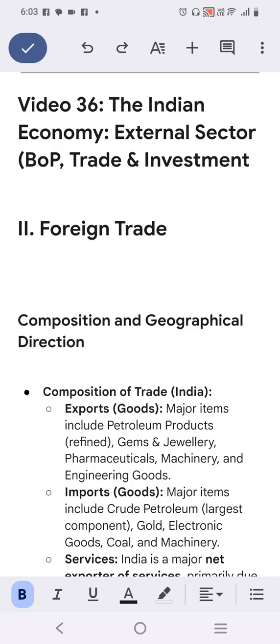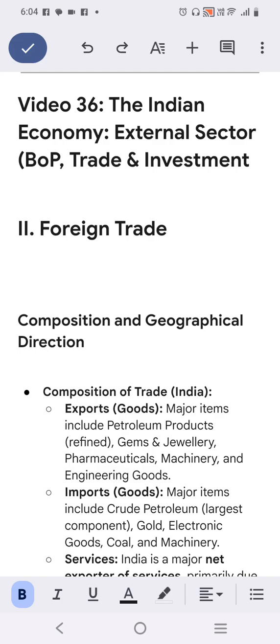So we have so far discussed the external sector in the Indian economy, and with that we have discussed the balance of payments. Now we're looking at trade and foreign trade in particular. So, composition and geographical direction of trade as far as India is concerned: export of goods and import of goods.